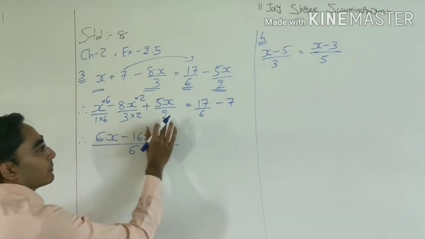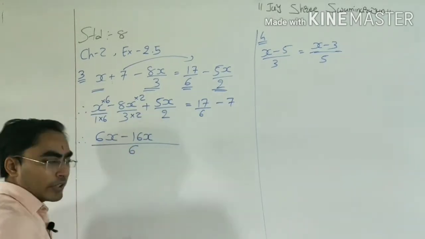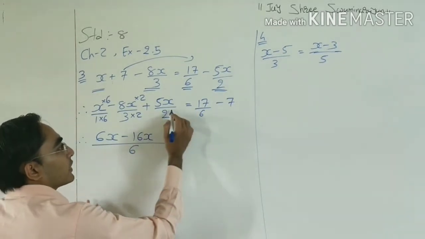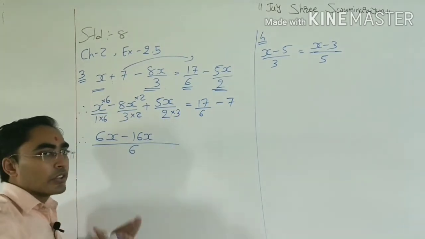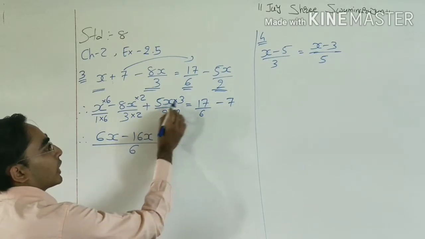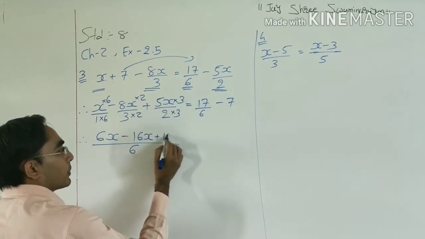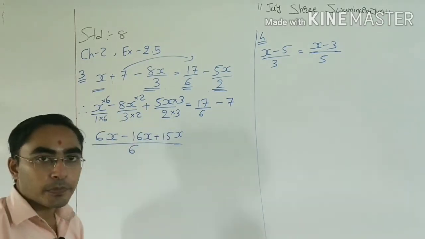Okay. For the third term we have denominator 2. We need to convert this 2 into 6. So we need to multiply with 3. Right? So 2 times 3 is 6. The same number we need to multiply in the numerator. So in the numerator 5 times 3 is 15x, and the denominator 6 we already have here. Okay.